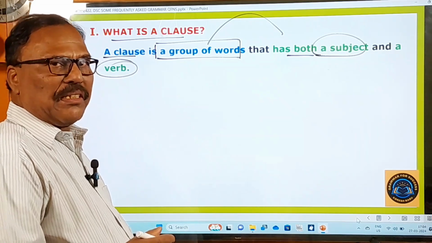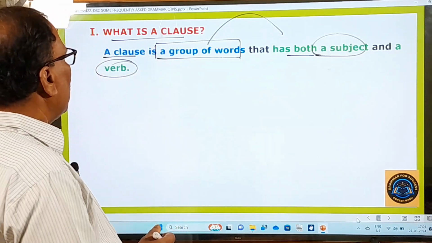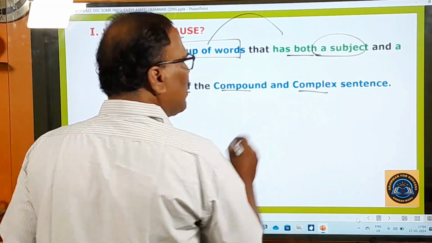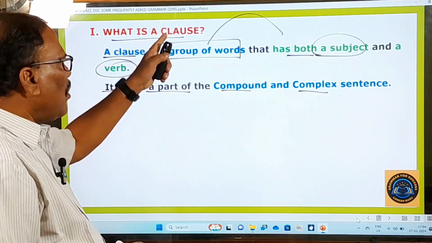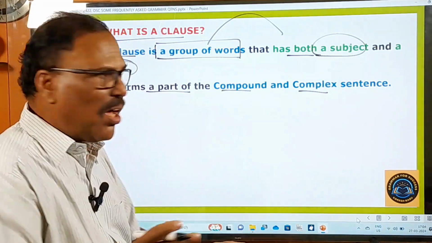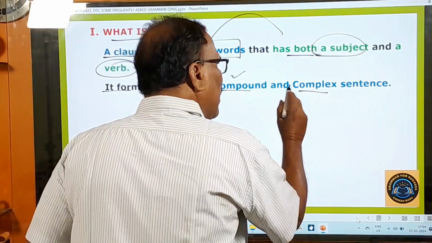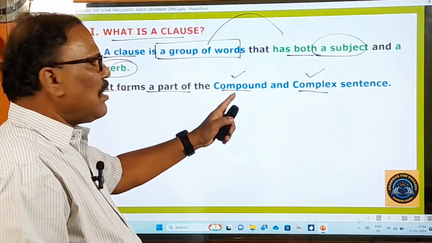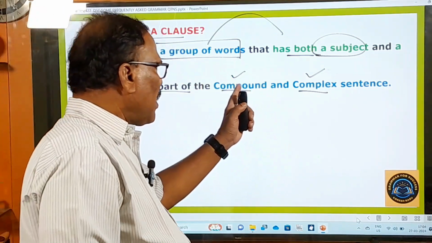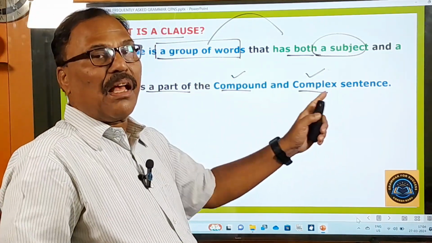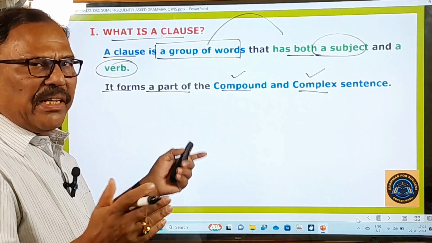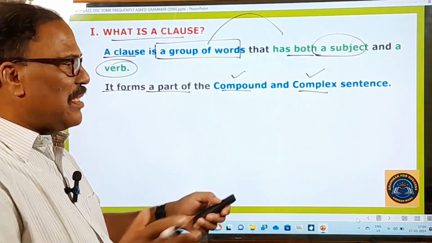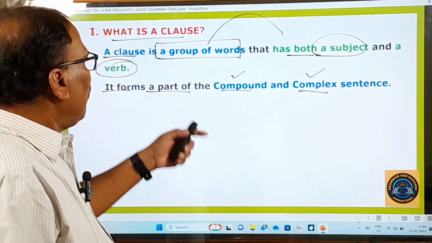One very important aspect of this clause is what? It forms a part of the compound and complex sentence. That means this clause becomes a part and parcel of a compound as well as a complex sentence. That means you can find clauses only in compound sentences and complex sentences. How? Let us see that very clearly. It's just a simple thing to understand. There is nothing difficult about this clause.